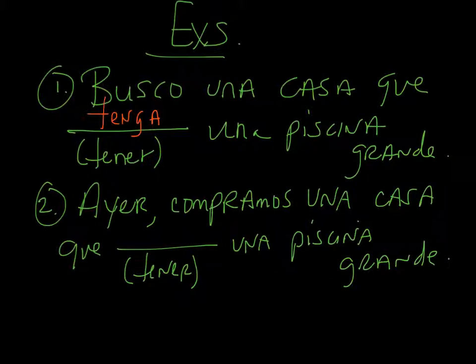You really need to read the sentences for what they say and not what you think. Obviously, there's houses out there with big pools, but according to the sentence, that particular house may be non-existent, so we need to use the subjunctive. Versus number 2, ayer compramos una casa que, and we could use tiene here, or tenía. Yesterday we bought a house that had or has a big pool. This is not going to be the subjunctive, it's the indicative. We bought this house. It exists. So therefore, we want to use the indicative tense and not the subjunctive. We already bought the house, therefore we know the pool and the house exist.